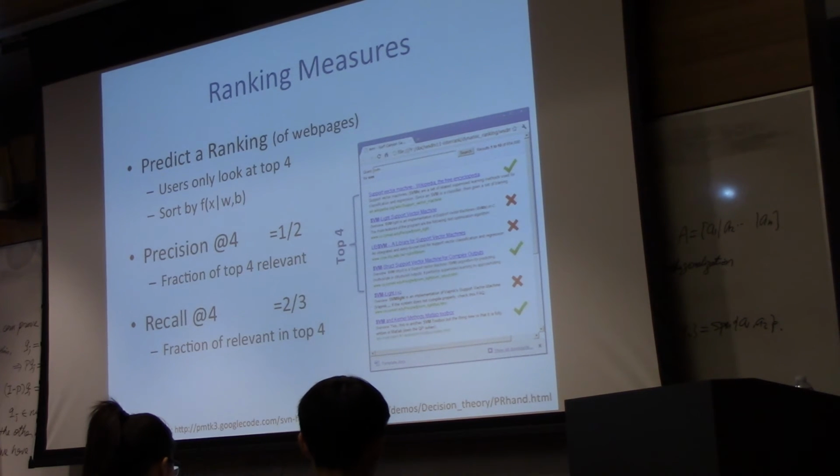There's also recall at 4. Recall at 4 says, let's look at the top 4 results, and what fraction of the relevant results did I capture in the top 4? If there are 3 relevant results and 2 of them are in the top 4, the recall at 4 is 2/3.